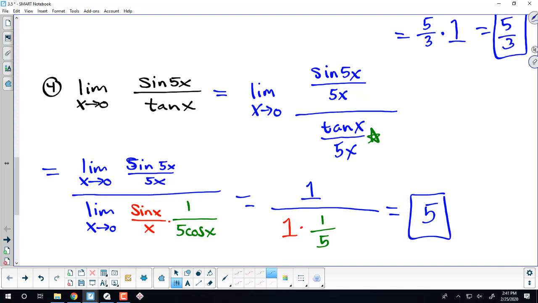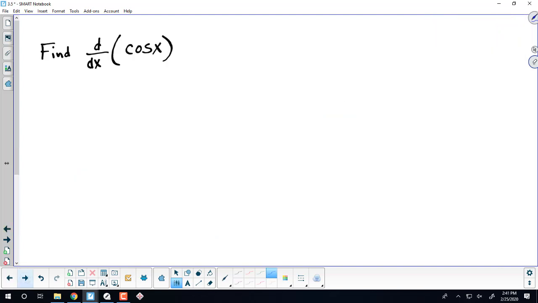Okay, does anyone have any questions on any of those? All right, so then we're going to use those limits to figure out what is the derivative of cosine.